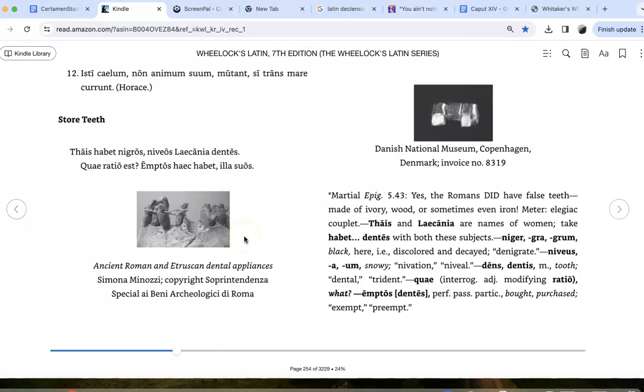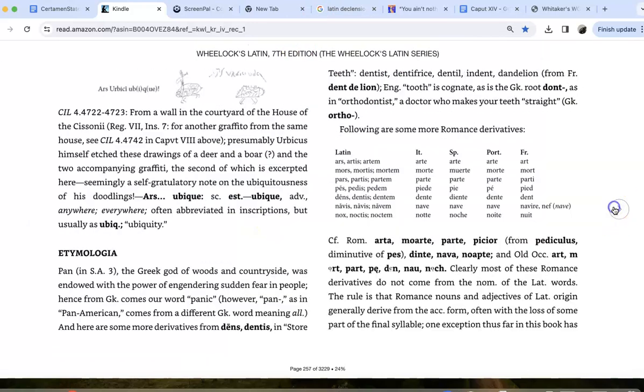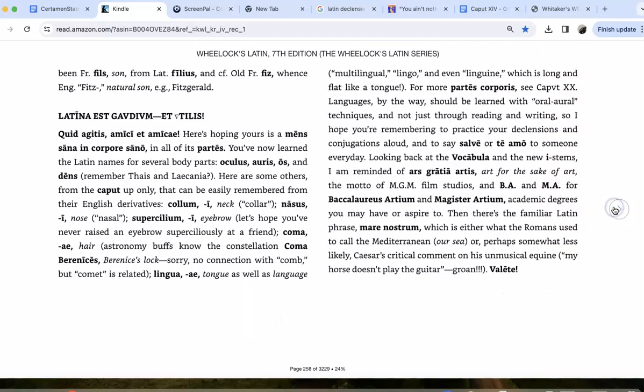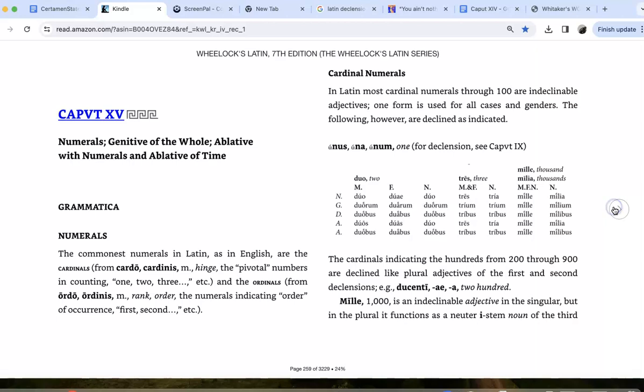All right, so that was it for this week's lesson. Again, if you want to try your hand at the Cicero one, you can. And then always read the rest of the book, because the last part gives you some interesting aspects of the continued relevancy of Latin. Next week, we have numerals, genitive of the whole, ablative with numerals, and ablative of time.